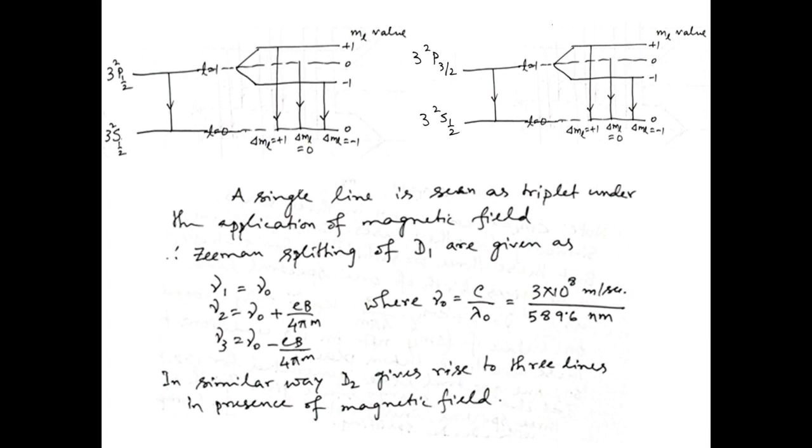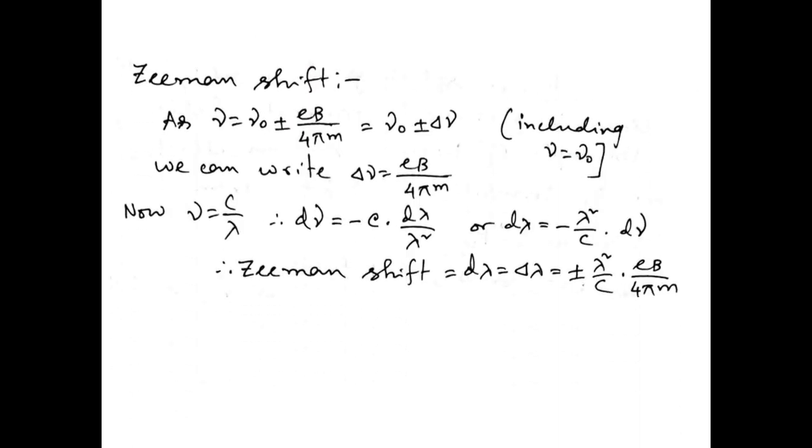So what is the meaning of the Zeeman shift? Zeeman shift means the change in wavelength. We can notice the change in frequency from this equation: nu equals nu naught plus or minus eB by 4 pi m. Why plus or minus? Because delta ml is either plus 1 or minus 1. When it is equal to 0, then nu equals nu naught. So nu naught plus or minus delta nu gives the change in frequency.